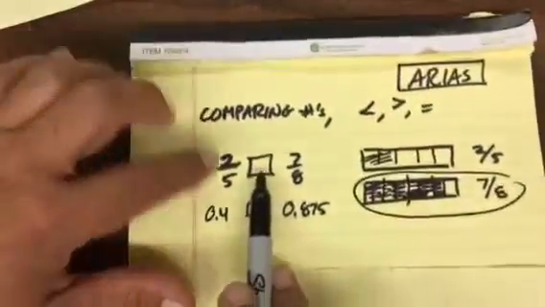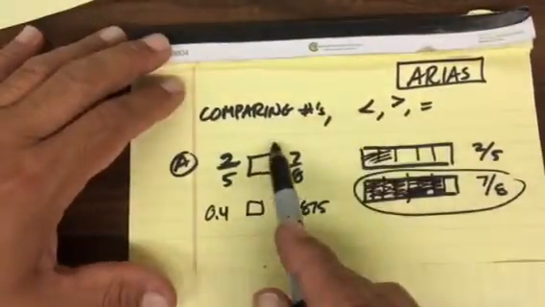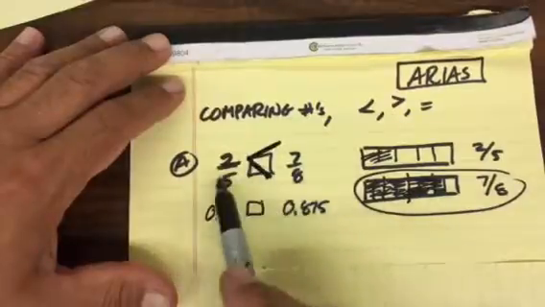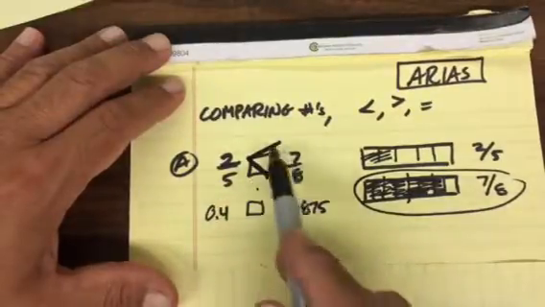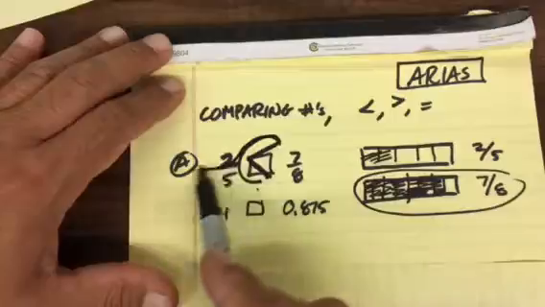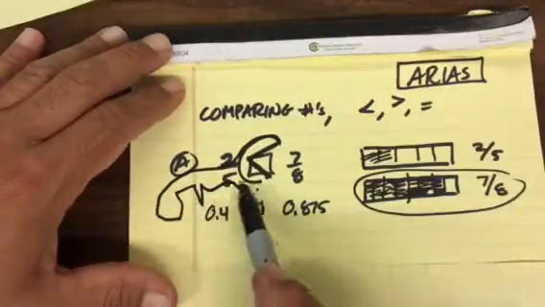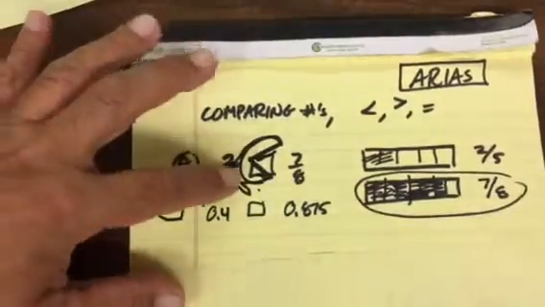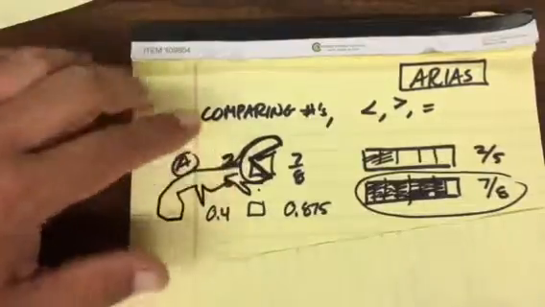To show that in this box, we're going to use this symbol, which is the less than symbol. 2/5 is less than 7/8. Some think of it as a Pac-Man, others think of it as a little alligator that's eating the bigger number. So 2/5 less than 7/8.